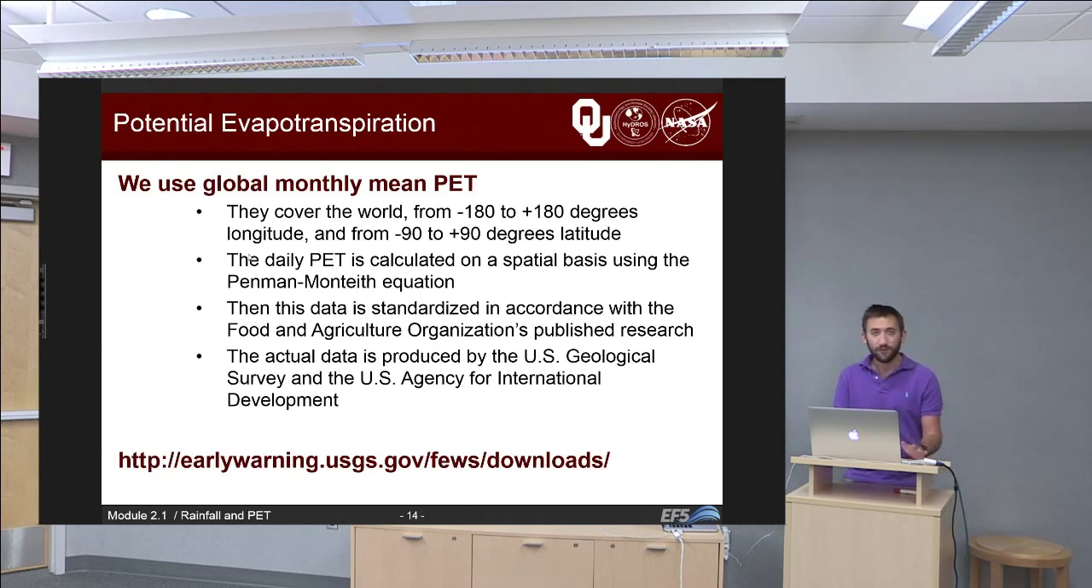The actual data is then produced by the U.S. Geological Survey and the U.S. Agency for International Development, or USGS and USAID. And so then once we have that daily data, that's averaged up to monthly data, and that's how the goods are eventually distributed out to the end users. If you're interested in obtaining the original daily data or in looking into more details about how exactly it's calculated or what equations are used, you're more than welcome to visit the website linked at the bottom.